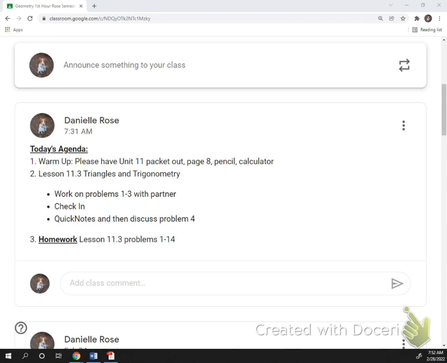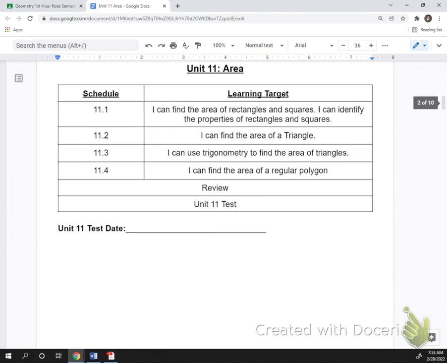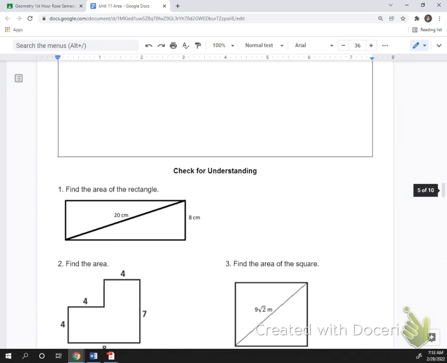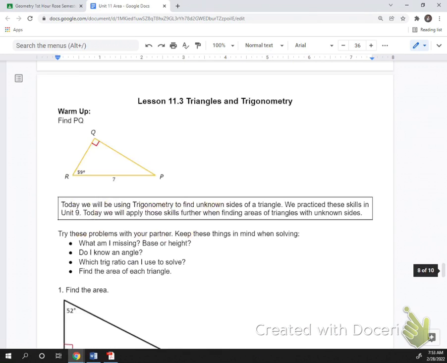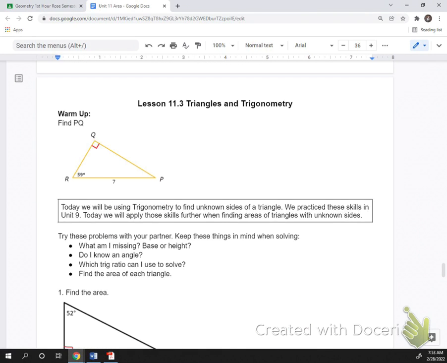Sure. Are we doing number 1? You're doing the warm-up triangle where you're finding PQ.